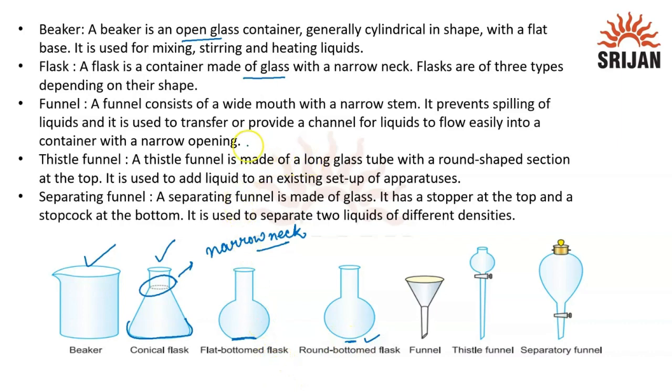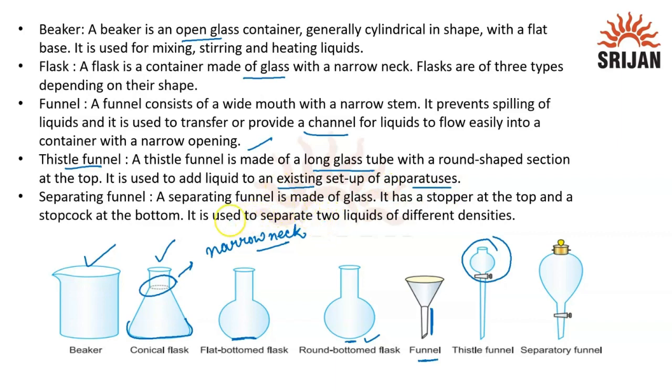Then we have the funnel. A funnel has a wide mouth and a narrow stem. It prevents spilling of liquid, and when we have to transfer liquids, let's say to a beaker or to a test tube with a narrow opening, the funnel can be used easily. Then another kind of funnel is known as the thistle funnel. A thistle funnel has a long glass tube and a round shaped section at the top. It is used to add liquid to an existing setup of apparatuses.